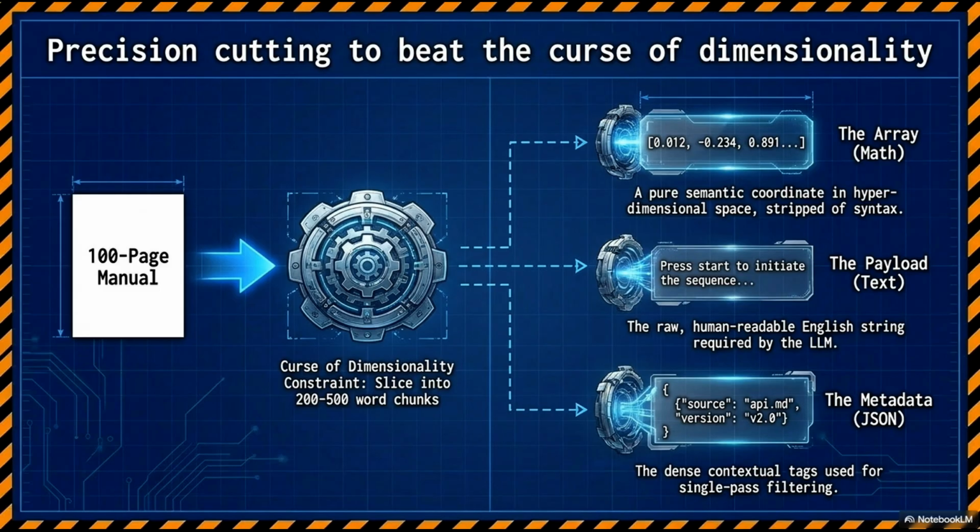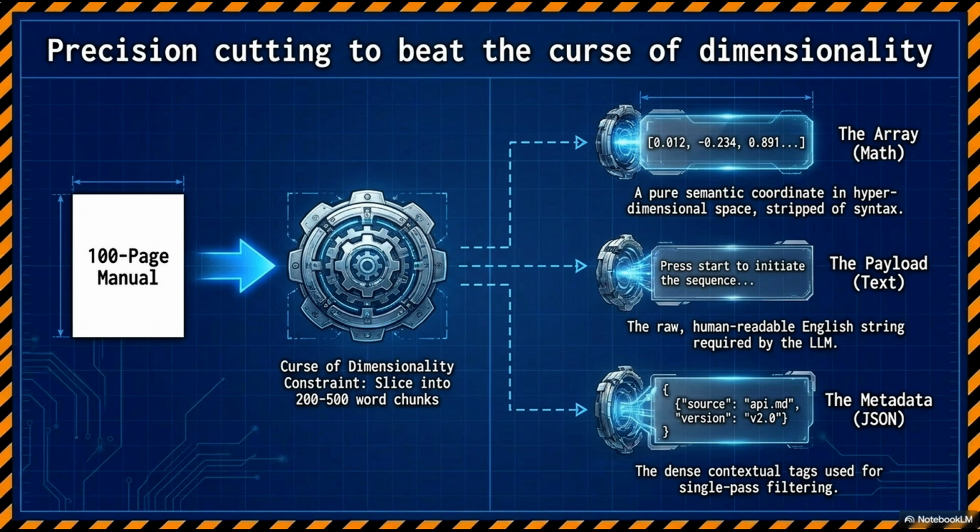Second, the payload, which is the raw, human-readable text of the chunk, because the LLM needs actual English words to read when it retrieves the result. And third, the metadata, a JSON object containing the context. Stuff like source: apmanual.md, section: authentication. Yes. The database just stores the nutritional facts, the math, the text, and the label. Our job as engineers is to ensure the text we generate that vector from is as clean and context-rich as possible.